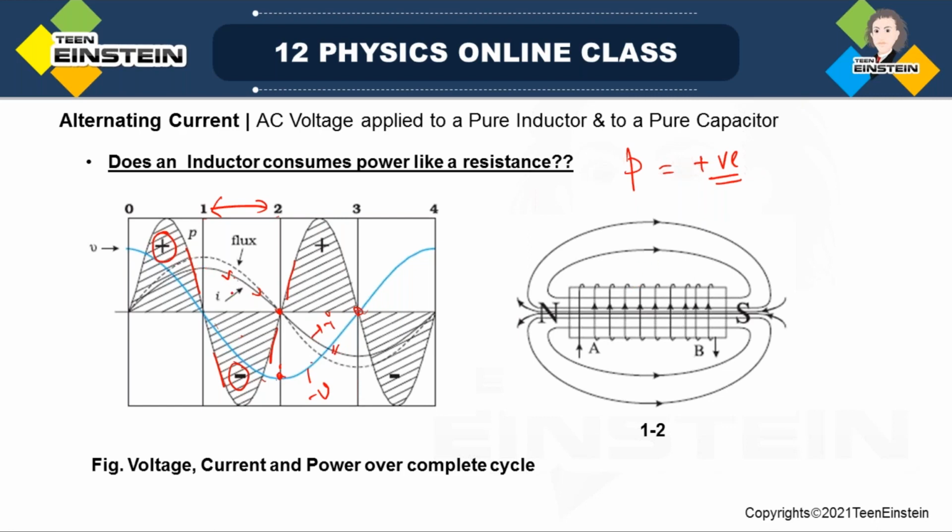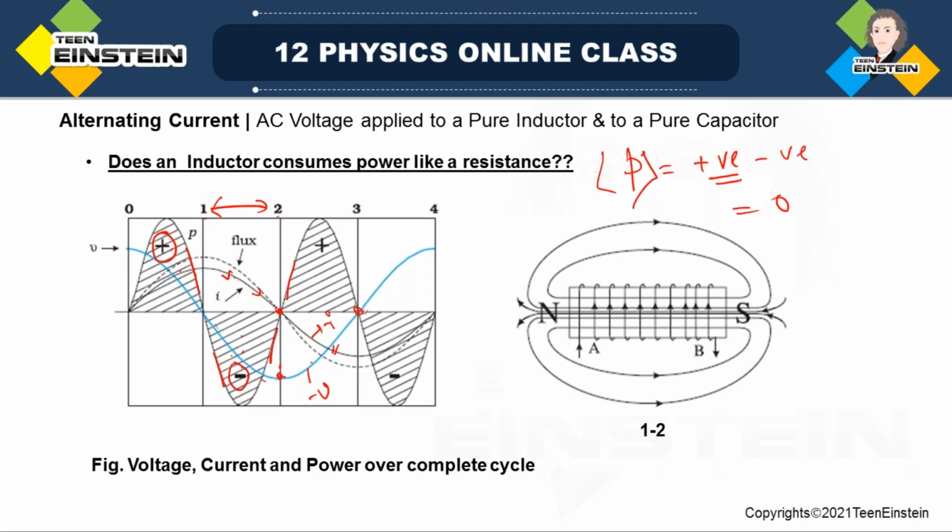Now if we take the average of these two quarters, or for a half cycle, what is the average power? One is positive, another one is negative, so what you get is zero. Now let us see 2 to 3.